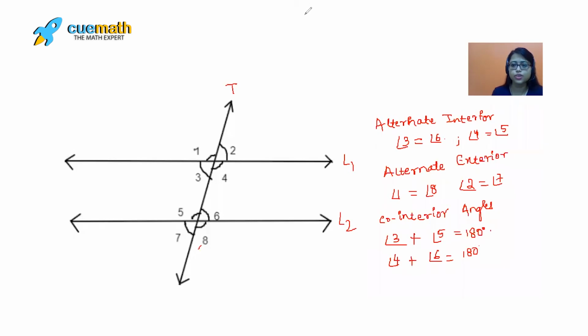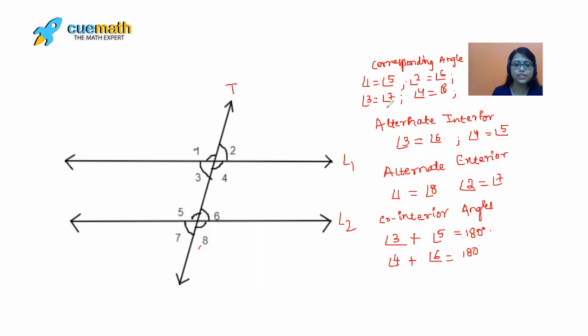Next one, corresponding angles. Which are the corresponding angles here? Tell me, guys. You can say the angles which lie on the same side of the transversal, and both the angles are above L1, L2 or below L1, L2. So angle 1 equals angle 5, and also angle 2 equals angle 6. Now angle 3 equals angle 7, and angle 4 equals angle 8. I hope everyone is clear with this.